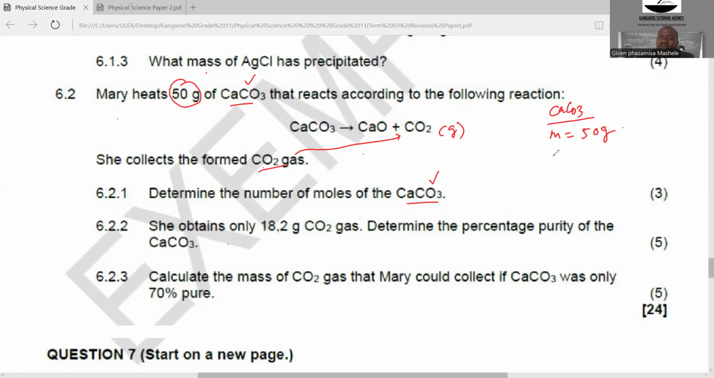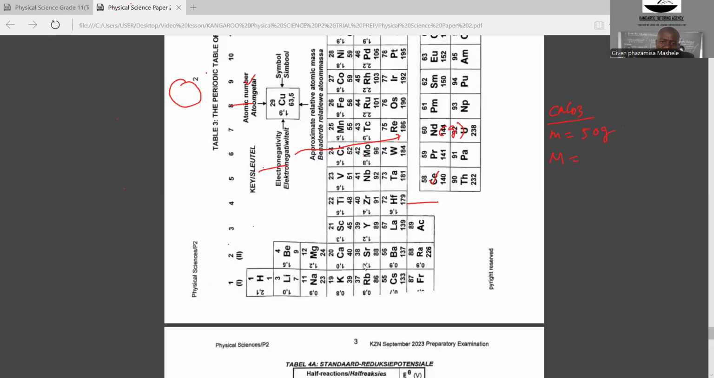So it means you have to know the molar mass. And to know that for calcium, let's use our periodic table. Calcium has a molar mass, relative atomic mass, of 40. So what we're going to do is return to our question.